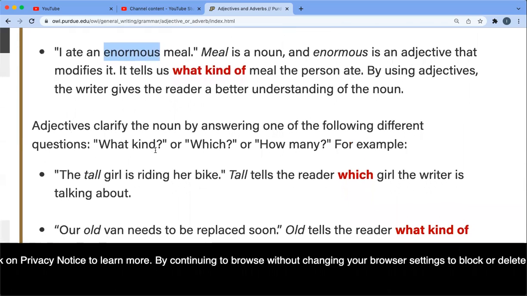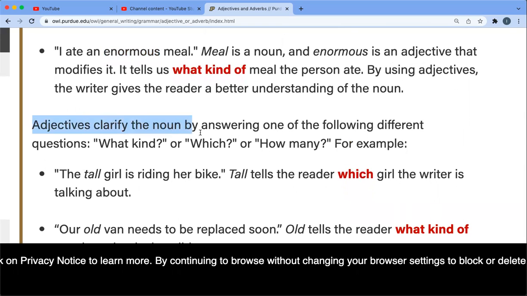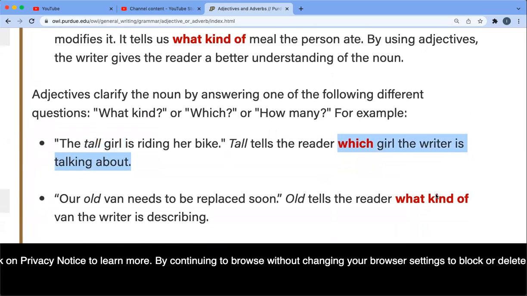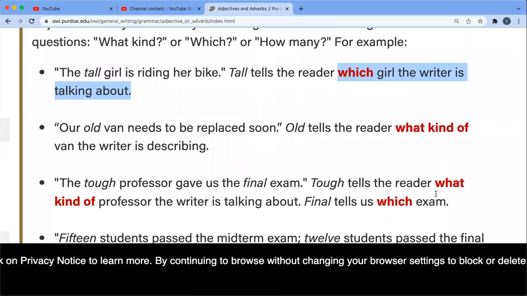Adjectives basically clarify the noun. You ask yourself a question: what kind, or which, or how many. If I say, for example, a girl, you say, what kind of a girl? And then you say the tall girl. So tall in this sentence is an adjective that is modifying, focusing and emphasizing the meaning of the girl. Tall tells the reader what kind of girl or which girl I'm talking about, or the author is talking about.